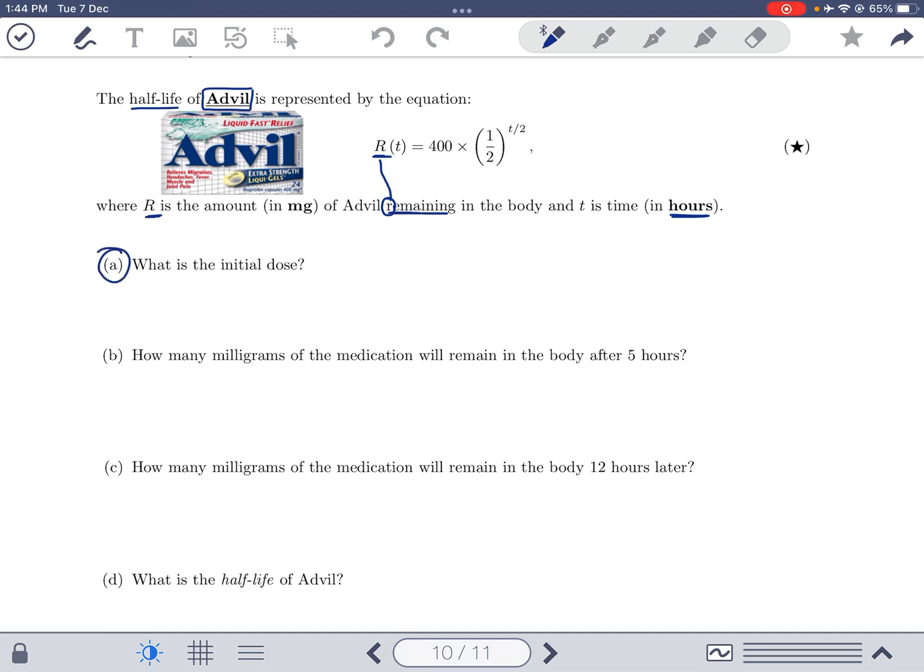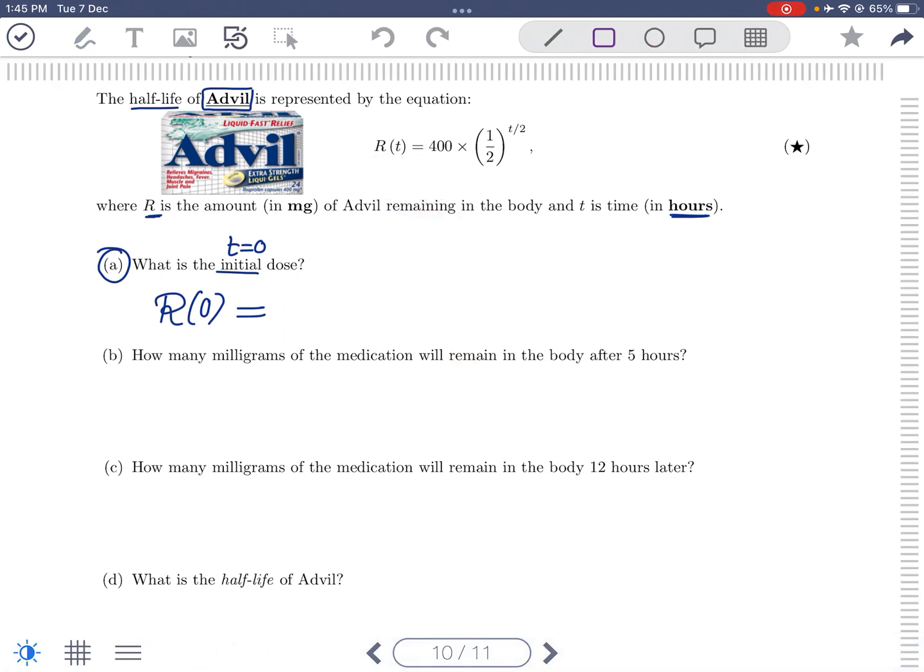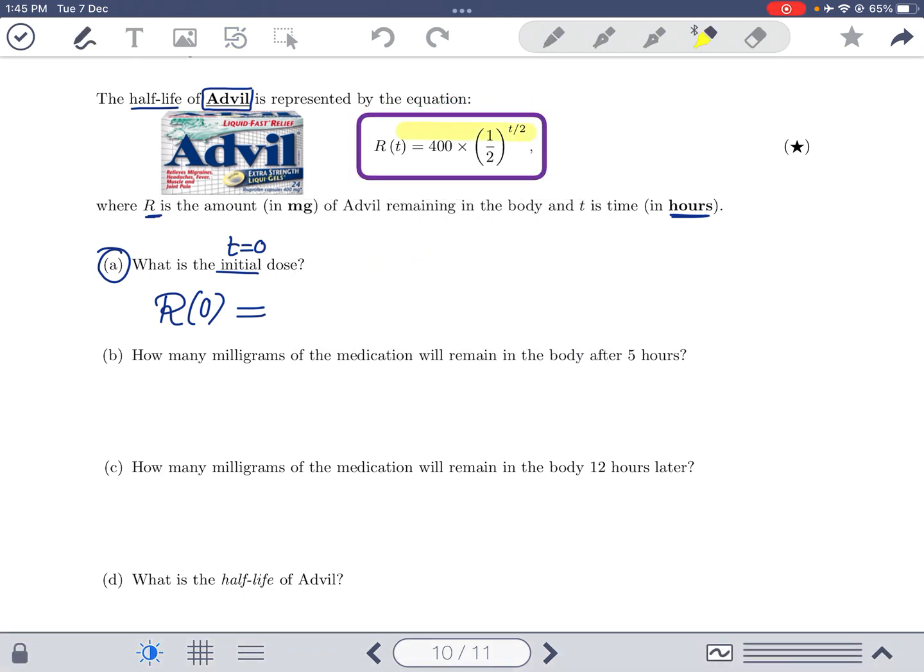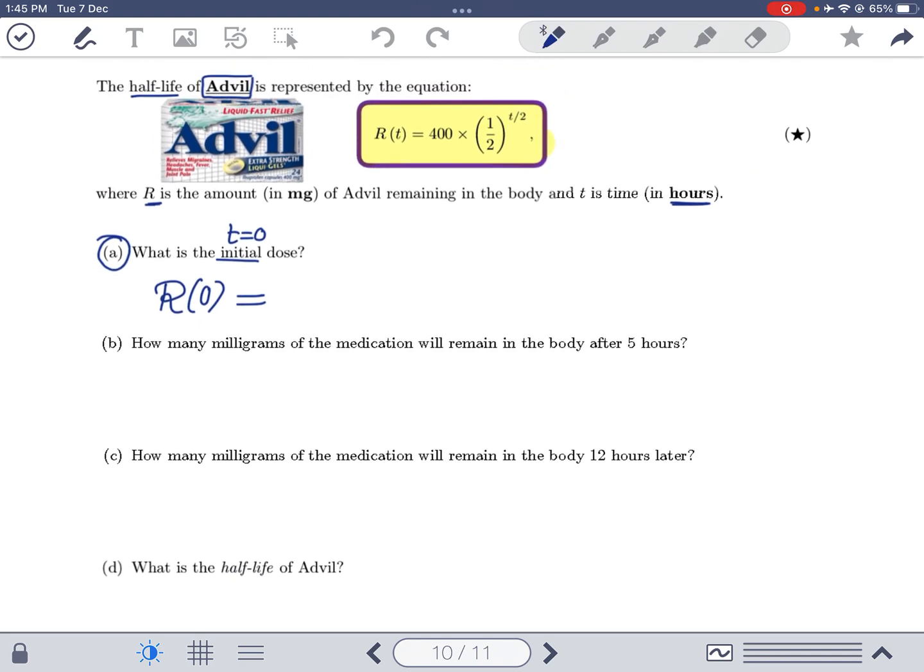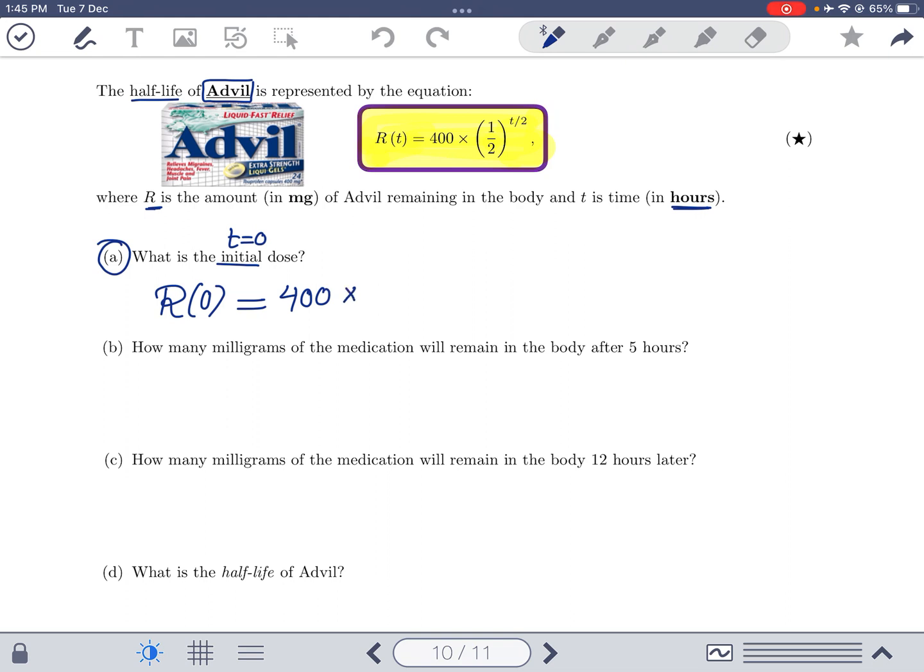So part A, what is the initial dose? Initial means time t equals 0. So you just have to substitute 0 for t in the formula. And let's first put this around the formula, keep it here, and always you refer to it. I'll highlight it also. So let's see, R of 0 is 400 times half to the power 0 over 2. But any number to the power 0 is 1. And so the answer is 400 milligrams.